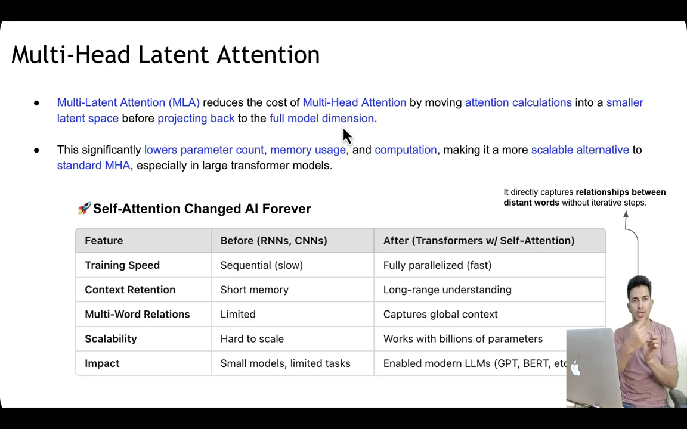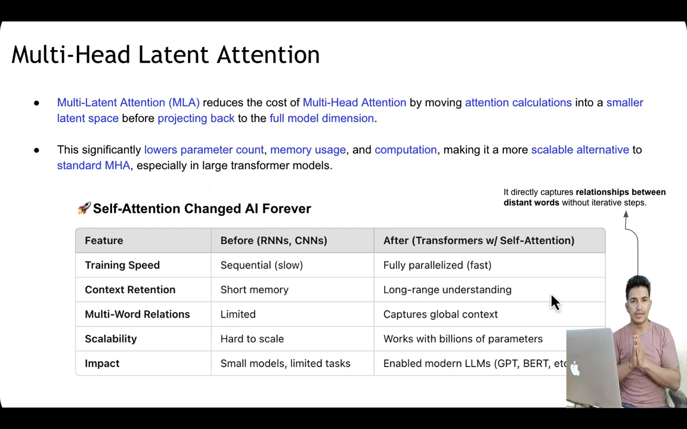Each token attends to the neighboring tokens, and finally the output attended vector of each token is produced, which is after weighing the weightages of nearby tokens. This is the entire process of self-attention and multi-head attention. But in the case of multi-head latent attention, we do all those calculations in a smaller latent space, but finally we project back to the full dimension space. So the final self-attended output vector will be of the same dimension as in multi-head attention, but the calculation will happen in a smaller latent space. This significantly lowers parameter count, betters the memory usage and computation, and makes it a more scalable alternative to standard multi-head attention, especially in large transformer models.